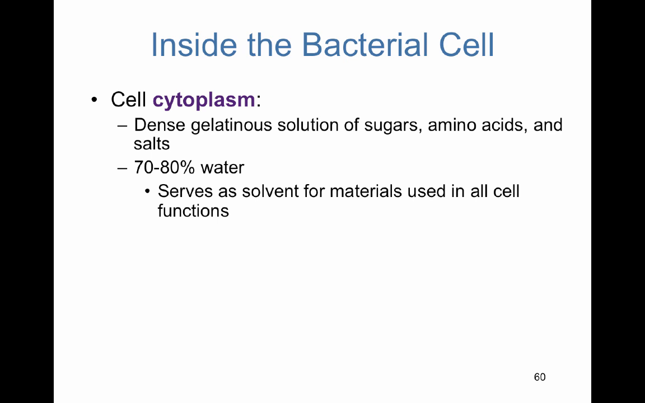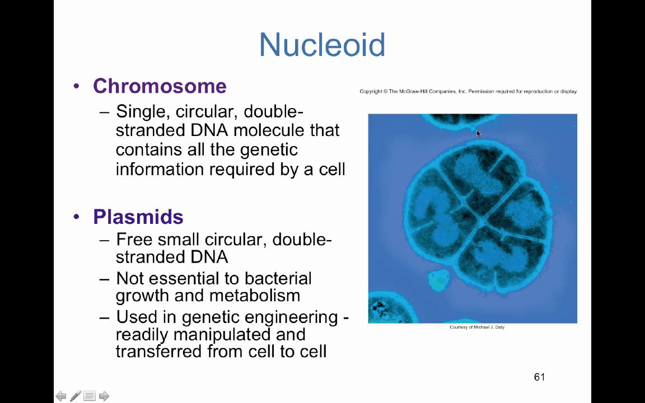Now, when you traverse through the cell wall and the cell membrane and enter that cell, you will find the cytoplasm. The cytoplasm is the gelatinous mixture, the majority of which is water. Water is the universal solvent. It serves as a solvent used in all cell functions. And it also contains sugars, amino acids, and salts as well.